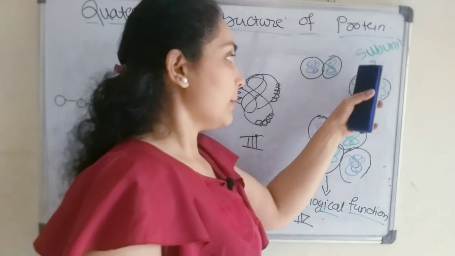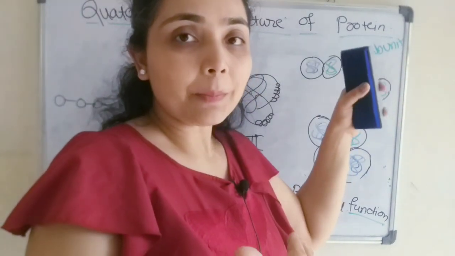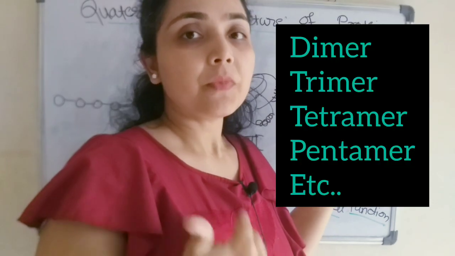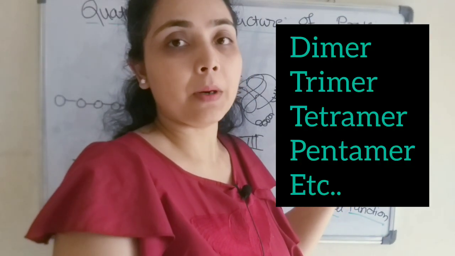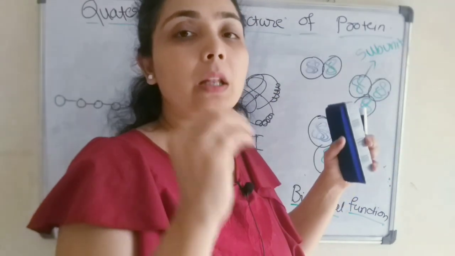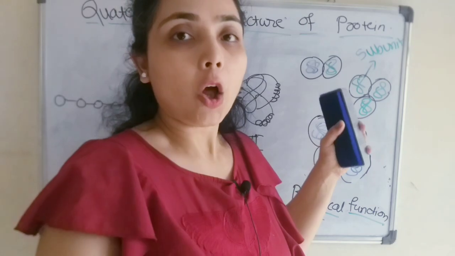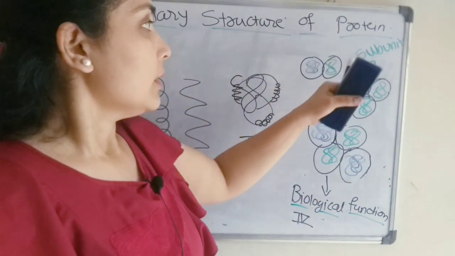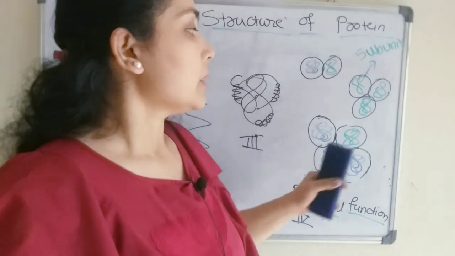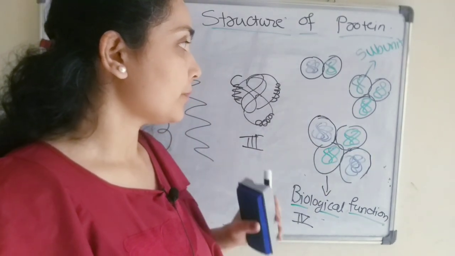Now if two subunits are present, it is known as a dimer. If three, then trimer, and likewise dimer, trimer, tetramer, pentamer, depending upon the number of subunits present, which means the quaternary structure is an oligomeric protein. Got it? So this is the introduction of the quaternary structure of proteins.